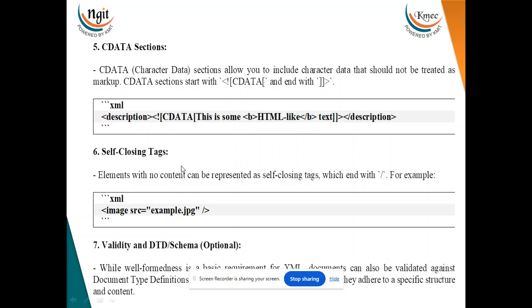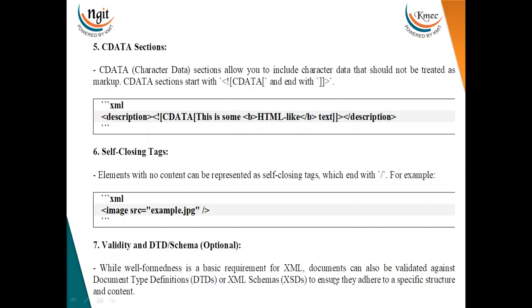Next is self closing tags. Sometimes there are tags with no content to be represented in them. For that we need a self closing tag, like the image tag. As in HTML, it has a self closing tag, image source self closed. And validity with DTD or schema is optional again.